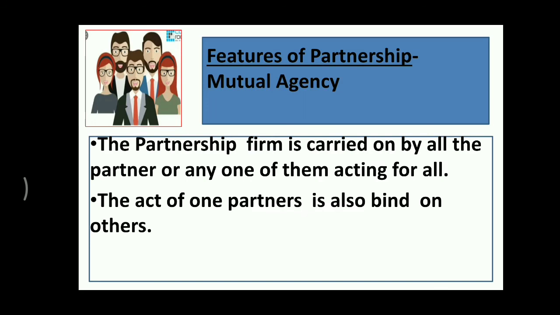Whatever decision is taken by a partner, because in a partnership firm all the partners have a right to control and manage the firm. So that's why the act of one partner, I mean the decision of one partner, is binding on other partners also. That's why it is known as mutual agency. The partners are the principal as well as the agent of the firm.